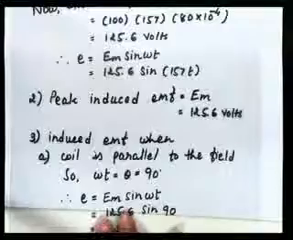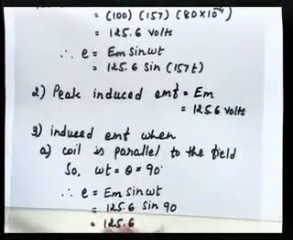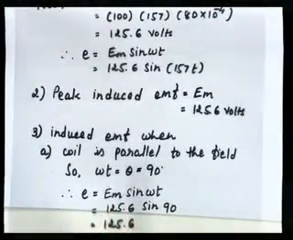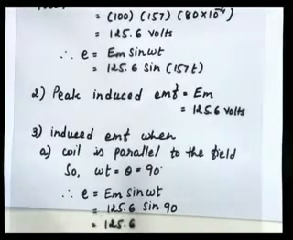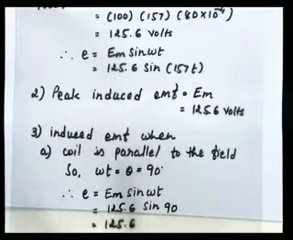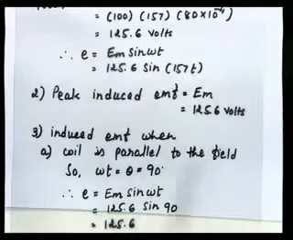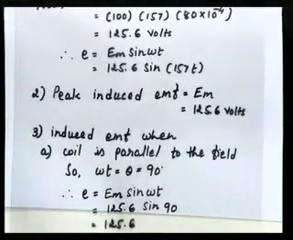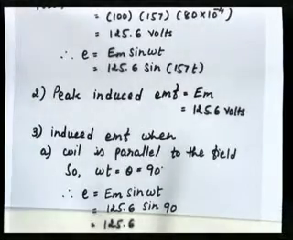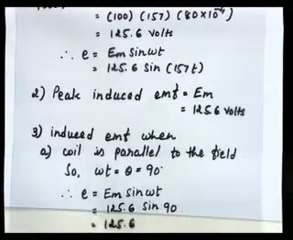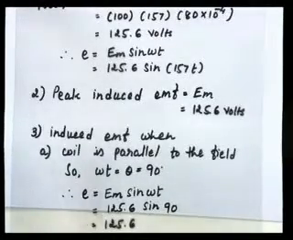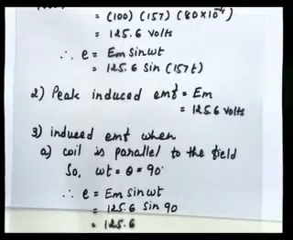Third one is the induced EMF when the coil is parallel to the field. When your coil is parallel to the field, it indicates the Y dash position, meaning your angle from the reference axis is 90 degrees. So your omega t is equal to theta, which is equal to 90. Put the value of omega t in the equation of instantaneous induced EMF, and it will give you the answer.